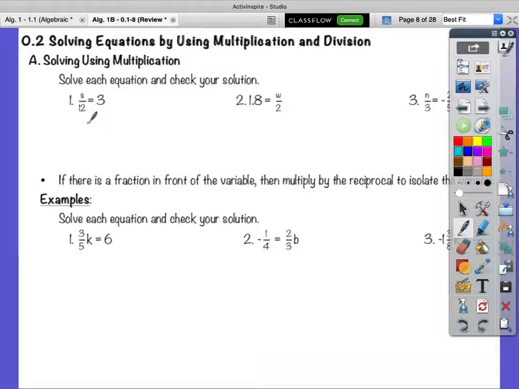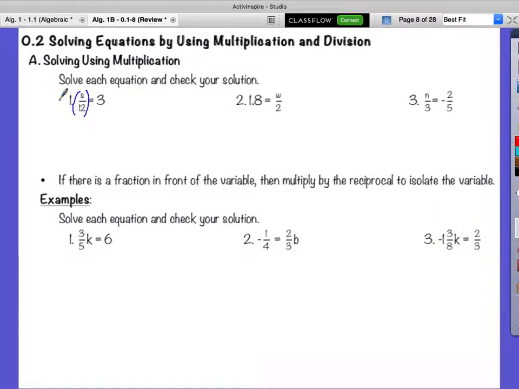Now, if I'm multiplying this side by 12, what am I doing to the right side? Multiplying by 12, right? Can I do it just to one side? No, we have to keep it balanced. So let's go ahead and write that in. I'm multiplying it by 12. This one's gonna be easier.